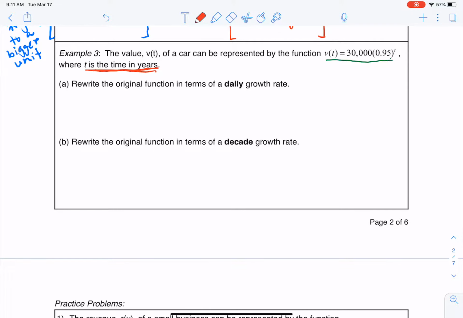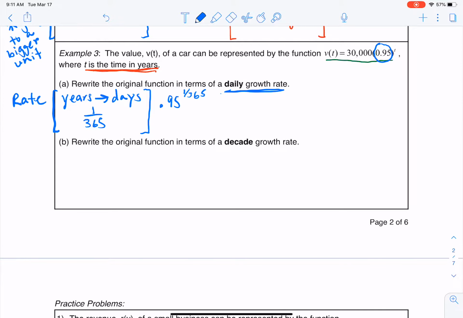Part A, rewrite the original function in terms of a daily growth rate. So with our rate here, we are changing from what? You're right if you said we were changing from years to days. So we're getting smaller. Again, a day represents 1/365th of a year. So I'm going to take my original rate, which is that 0.95, and I'll raise that to the 1/365th power.